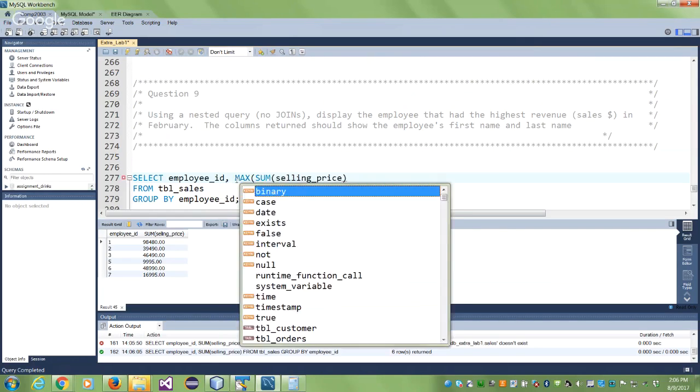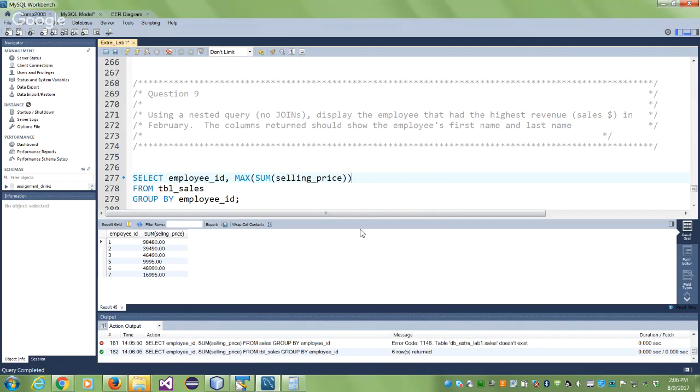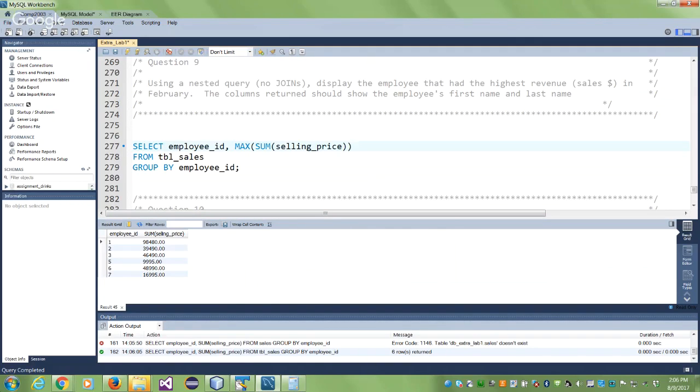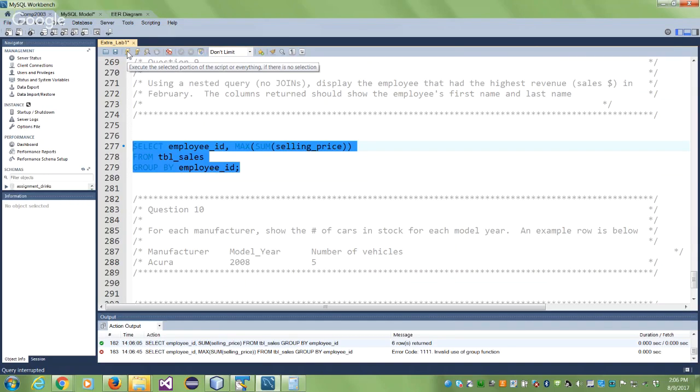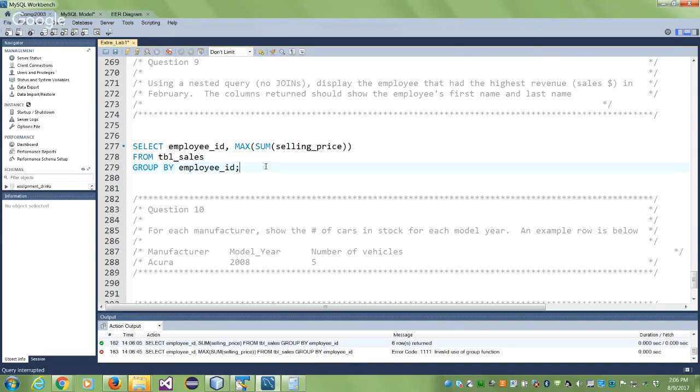Okay, so now it should give me 1695. Oh, come on. Invalid use of group function. Yeah, group function doesn't work. Ah, okay, I see. Because max... Oh, right. Okay, I see what you mean. Yeah, because max is not a group function. Sum is a group function. Max is not a group function. Okay. So I was trying to do that. Okay, now let's see what we can do then.